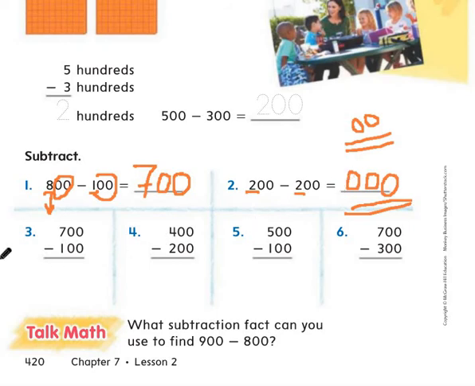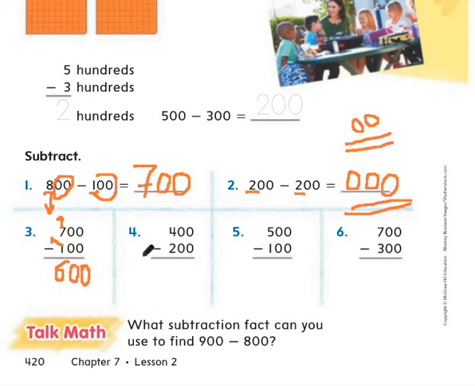Let's solve question number 3. We have a vertical subtraction sentence. 700 minus 100. This is the hundreds digit, and this is the hundreds digit here. So 7 minus 1 equals 6. And here we have to add the zeros for hundreds. So 700 minus 100 equals 600.